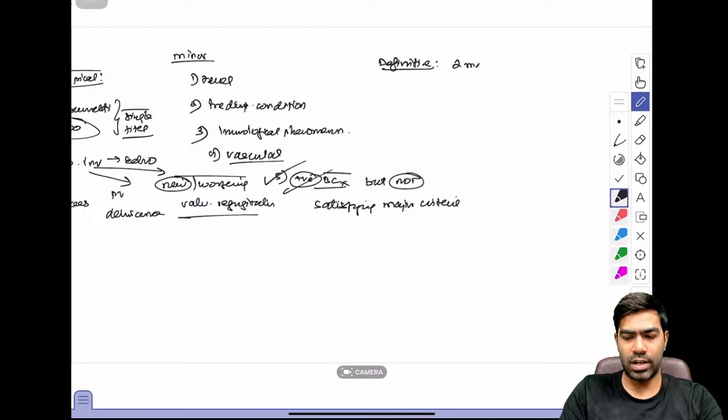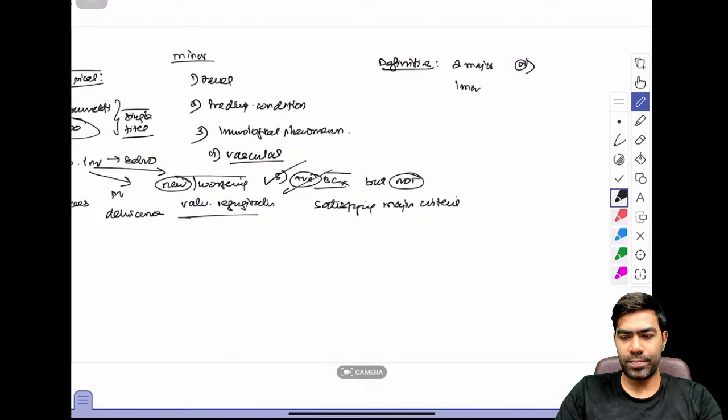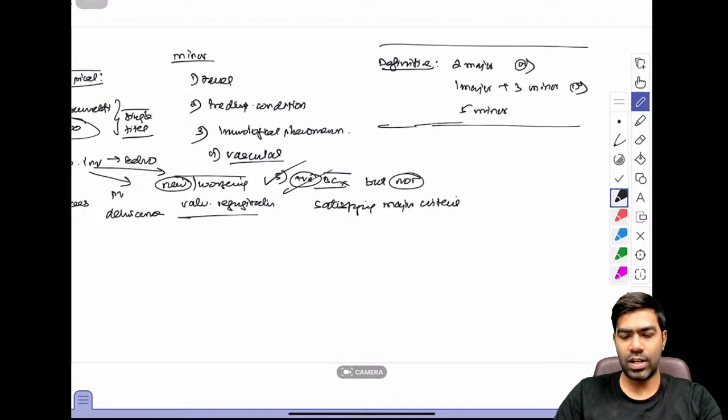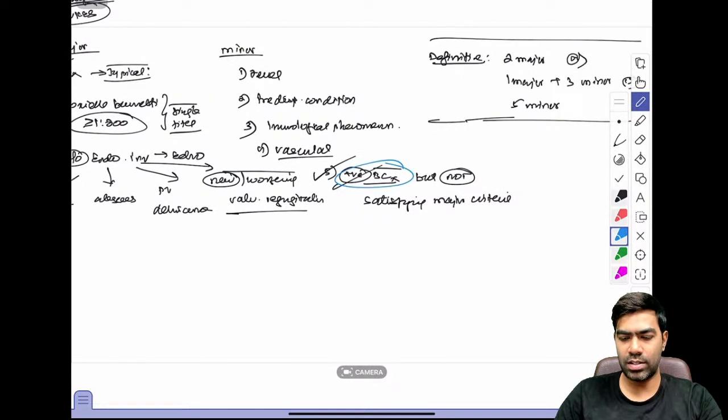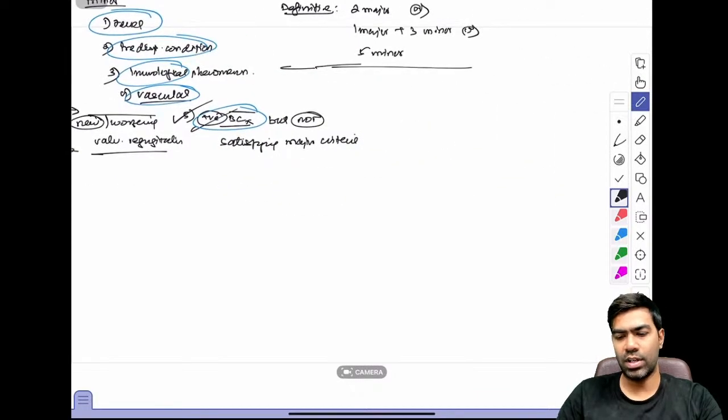you have 2 major criteria, or probably 1 major criterion and 3 minor criteria, or probably all the 5 minor criteria. So with this you can say that the infective endocarditis is definite, in the sense that even if you don't have any echo evidence, you had a positive blood culture with typical vascular and immunological phenomena, a predisposing condition and a fever, you can make a diagnosis of infective endocarditis. Even without any echo evidence, you can make a diagnosis of infective endocarditis.